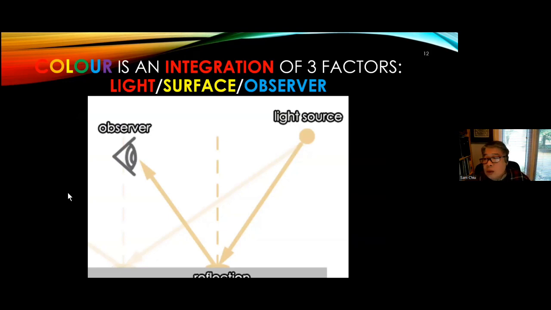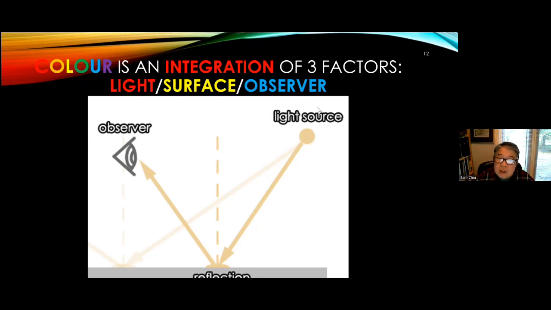So now comes the most important part. This is what color is. Color is only an integration of three factors. What are the factors? Number one, the observer, the person who looks at it, the eye. Number two is the surface. This might be a stamp, this might be a paint chip, this might be a tile. And number three, it is the light source.